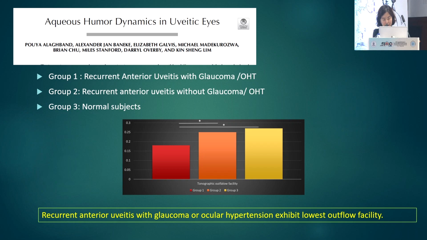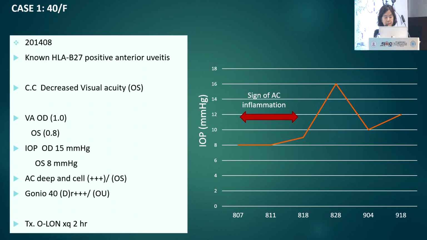In these patients, the aqueous humor outflow is significantly diminished. As you can see in this study, recurrent anterior uveitis with glaucoma or ocular hypertension showed the lowest outflow facility. Let me show you 2 cases of uveitic glaucoma.